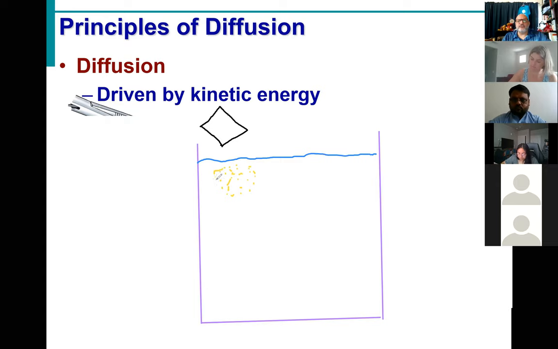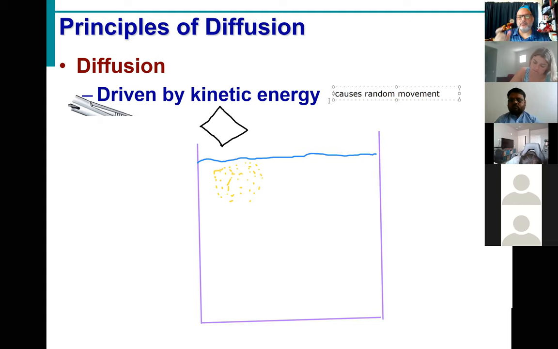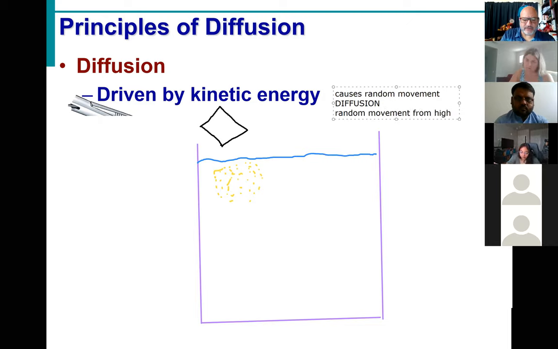And when I drop all those lemon lime crystals into my pitcher, do they just stay there cluttered together, holding themselves in the corner, scared and shuddering? No, they are going to disperse. The reason for this is that these molecules have kinetic energy, and this kinetic energy causes random movement. Diffusion is the random movement, using that kinetic energy, from a high concentration to a low concentration.